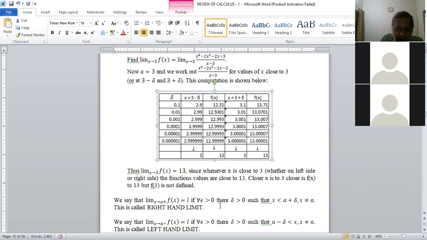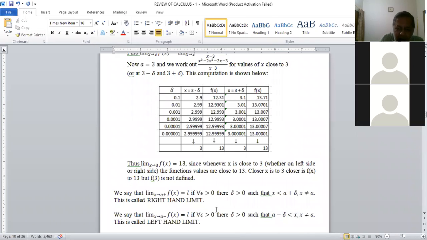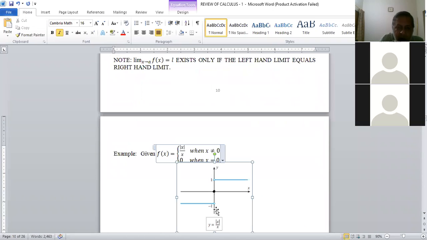So we considered, in terms of the right-hand limit, we work on x greater than a, up to a plus delta. And the left-hand limit, we work on x less than a, down to a minus delta. We use special notations for that. And let us take an example.